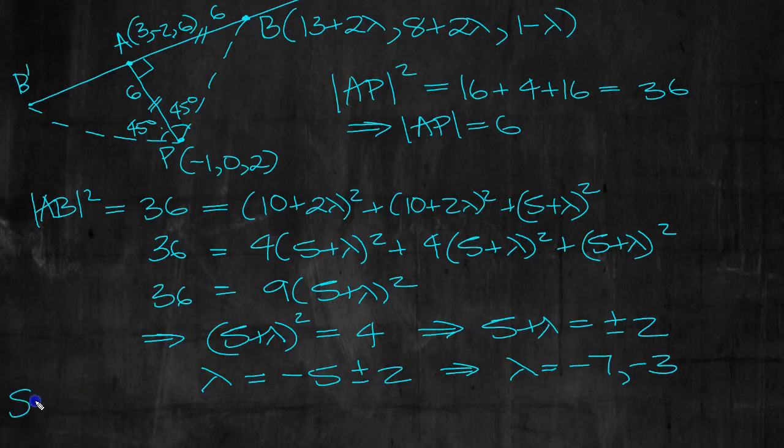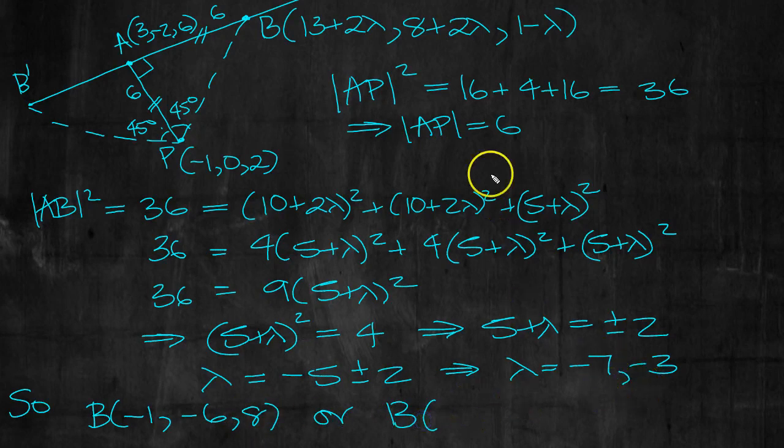So B then will have coordinates. If we put the minus 7 in, 13 minus 14 is minus 1. 8 minus 14 is minus 6. And 1 minus minus 7 is 1 plus 7, 8. And then the other one, minus 3. 13 minus 6 is 7. 8 minus 6 is 2. And 1 minus minus 3 is 1 plus 3 is 4. So there's the two coordinates.